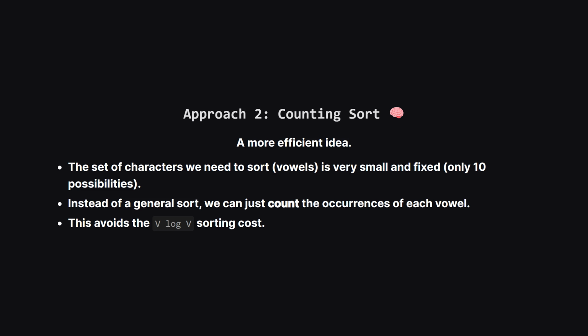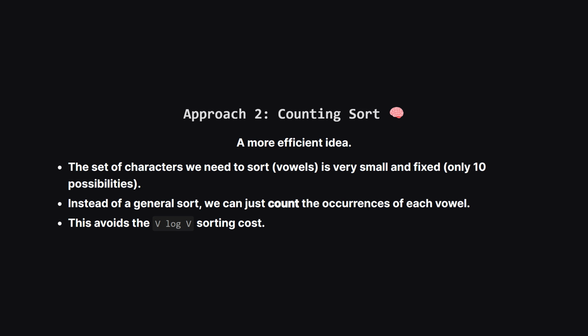Okay, that first approach works perfectly fine. But can we do better? Think about it. We're using a general-purpose sort, but we only ever care about sorting 10 specific characters, the 5 vowels in upper and lower case. When the set of items to sort is small and known, we can use a more specialized and faster technique called counting sort.